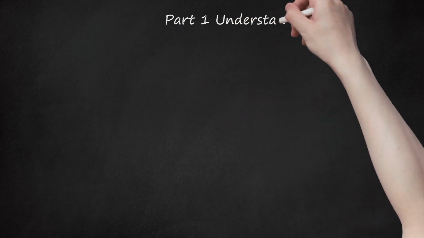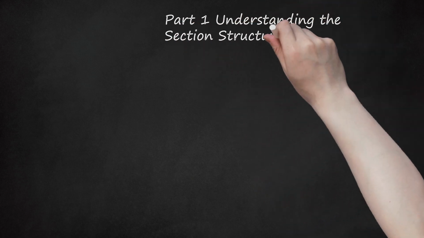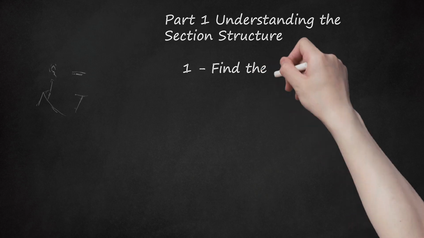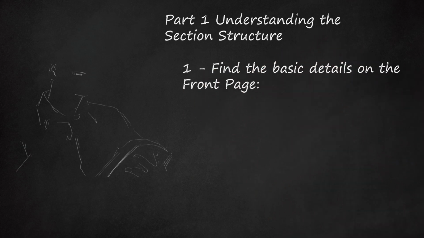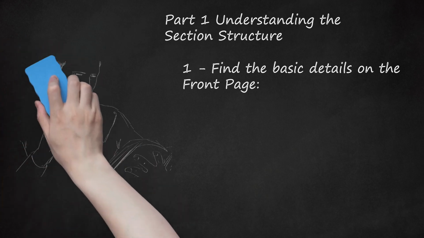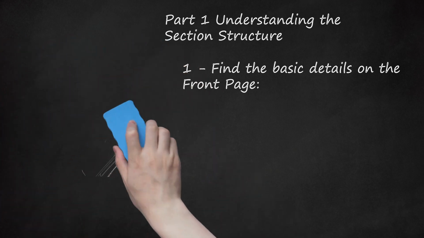Part 1: Understanding the section structure. 1. Find the basic details on the front page. The front page contains the author's names, the year of publishing, the journal's name including edition and page numbers, a short abstract and, of course, the title of the study.